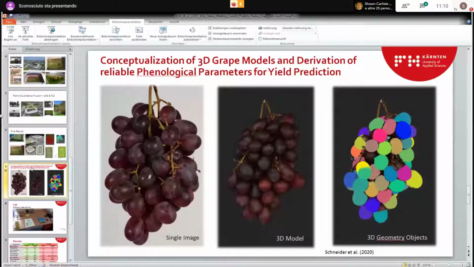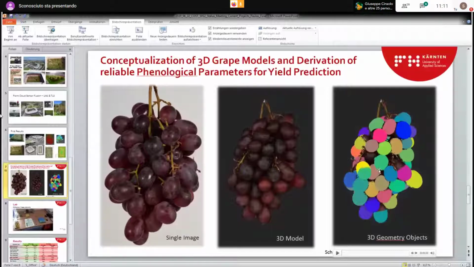We used a bunch of grapes in a lab setting. Here you can see the image. Then we have the 3D model, and based on this 3D model, we were then able to identify individual 3D objects at the single grape level. So here are also 2 videos behind.